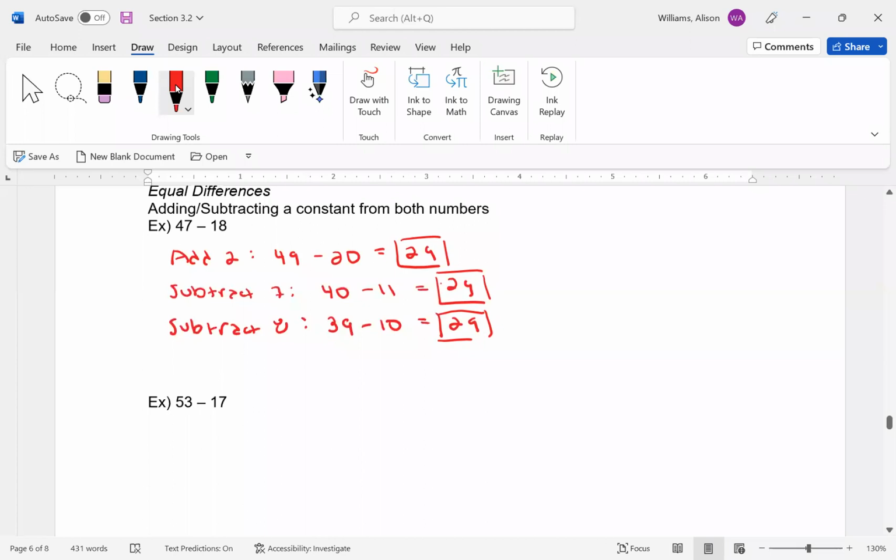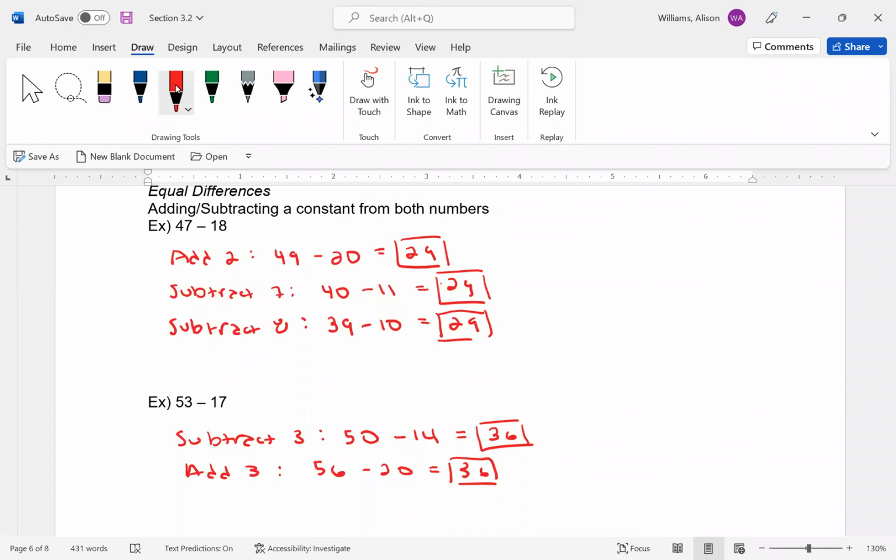Let's go ahead and try this one. So let's say this time I subtract 3. I'll make that first number nice and a multiple of 10. So that'll be 50 minus 14, which is 36. Or what if I added 3? That would have worked out really nicely for the second number. So that would have been 56 minus 20, which again is 36. So that's a nice way of doing some of the subtractions, okay? Kind of adding or subtracting the same number.